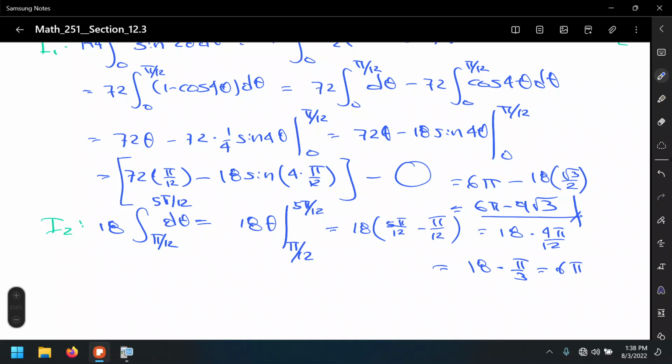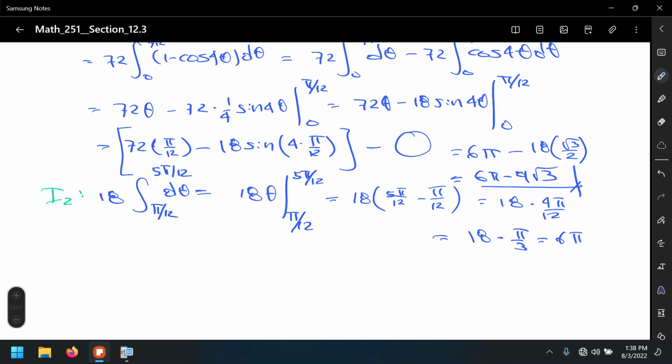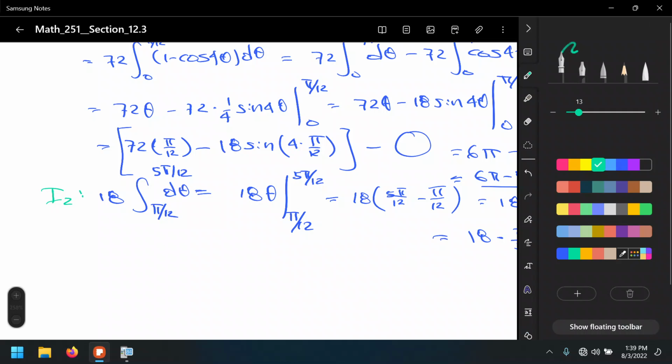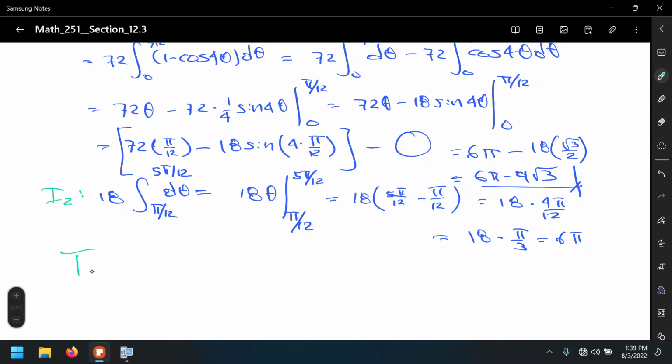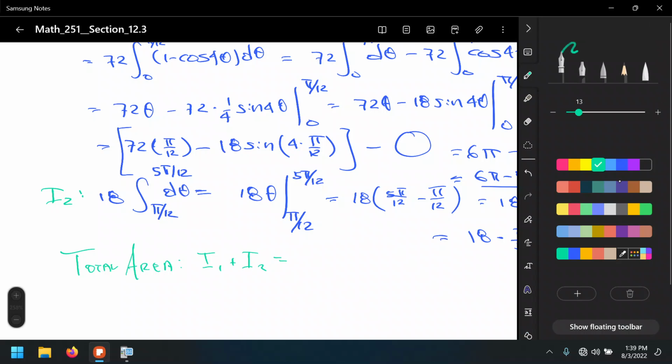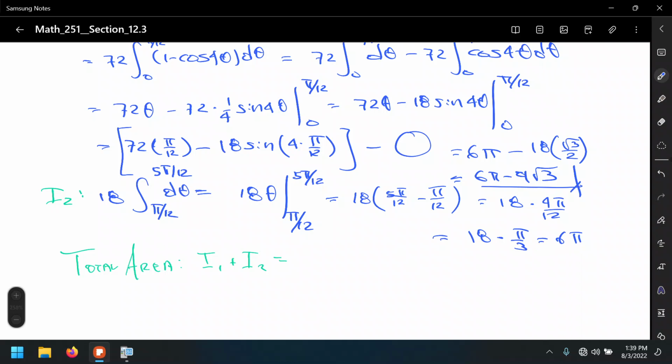Right? And well, we're ready to express the whole area in terms of I1 plus I2, and this will be then 6 pi minus 9 root of 3 plus 6 pi, which combines to 12 pi minus 9 root of 3. Final answer.